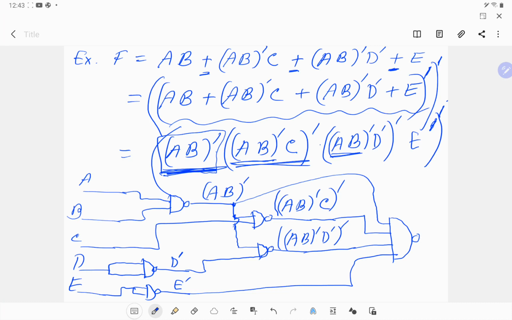And the output is the function. So that's how, by using the De Morgan theorem, we can implement any function using only NAND gates.